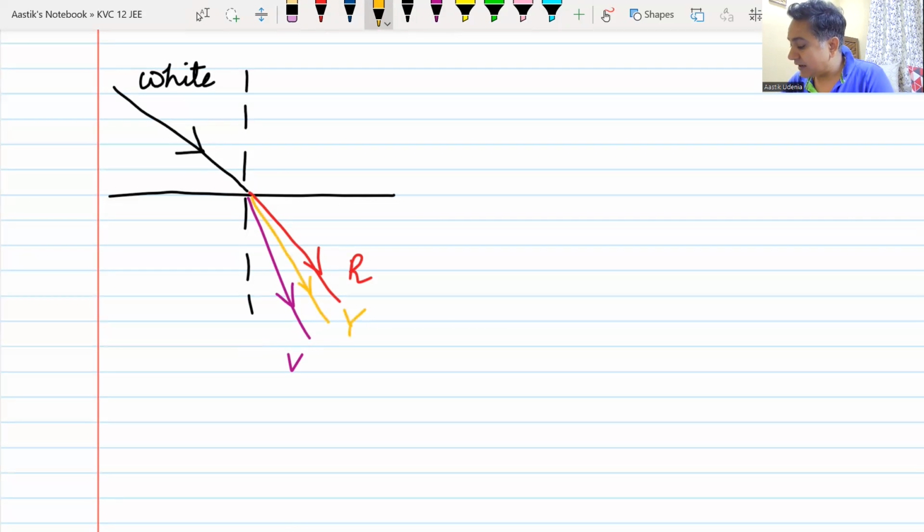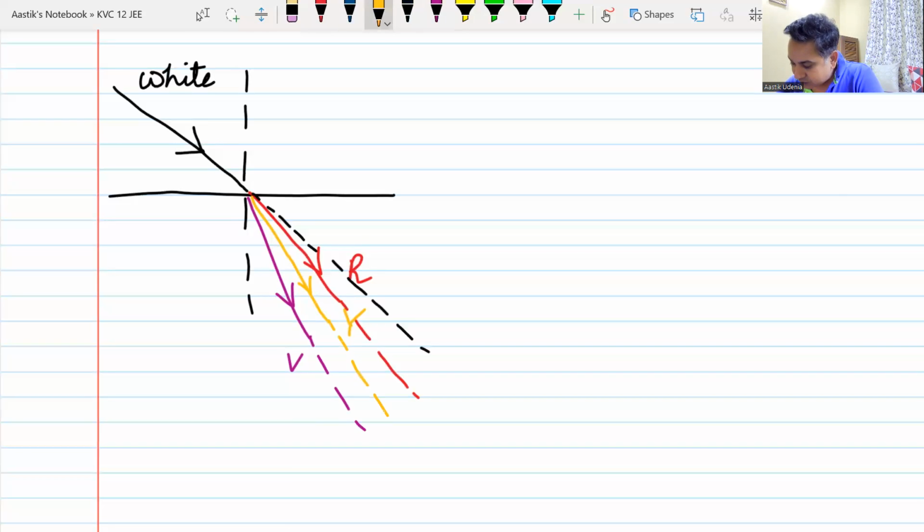This is how light normally gets refracted. If white light falls, red would be deviated minimum and violet would be deviated maximum. This is the original path. This is the path of red light. This is the path of violet light. And this is the path of the yellow light. They are not parallel to each other. They are getting at different angles. Do we understand this?